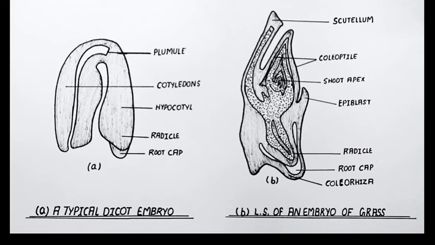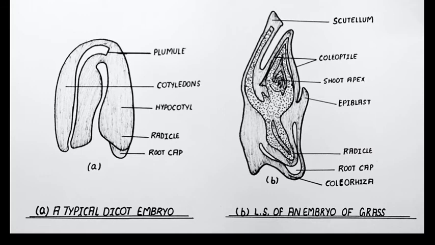This hypocotyl develops into the radicle part. We also call that the root tip. Understand, beta? Examples of dicotyledonous embryos are mango, apple, radish. Okay, this is all about the dicot plant.